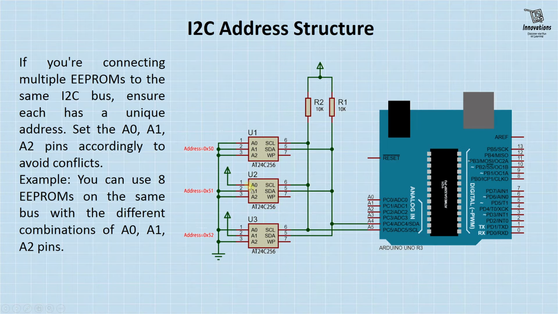We have a schematic here. If you are connecting multiple EEPROMs to the same I2C bus, ensure each has a unique address. Set the A0, A1 and A2 pins accordingly to avoid conflicts. For example, you can use 8 EEPROMs on the same bus with the different combinations of A0, A1 and A2 pins.